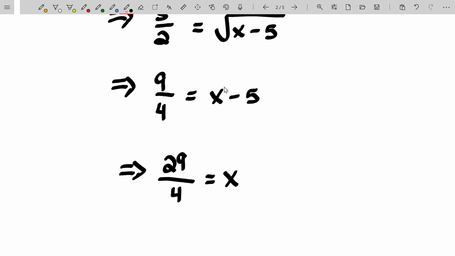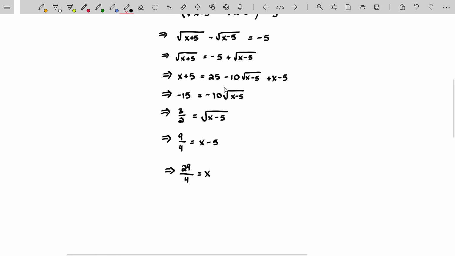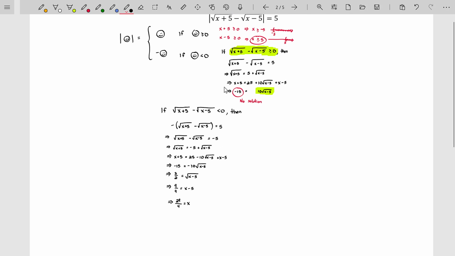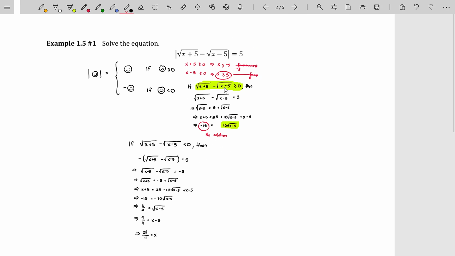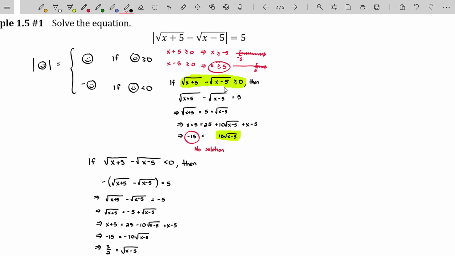Now, before you start rejoicing that you actually found a solution, remember you're dealing with radical equations here mixed in with absolute value equations. So you need to check your solution. If you go back to the original equation and check this 29/4 to see if it's actually a solution, you would get the absolute value of the square root of 29/4 plus 5 minus the square root of 29/4 minus 5, and absolute value. And we want to know, is that equal to 5?